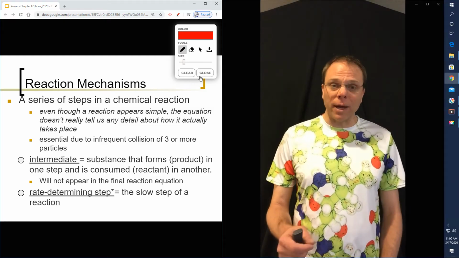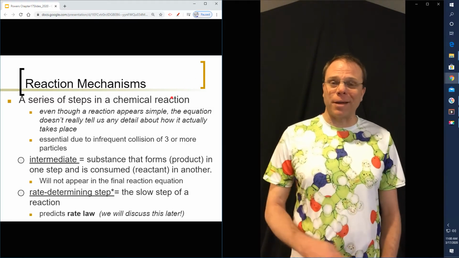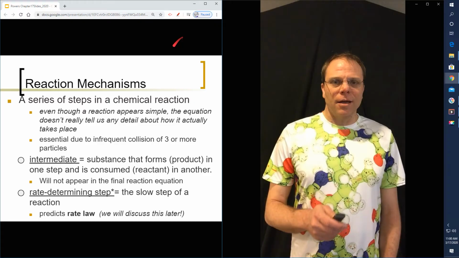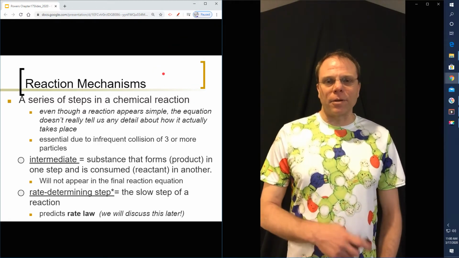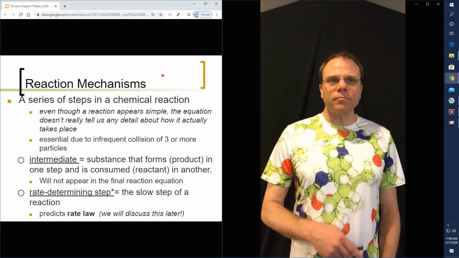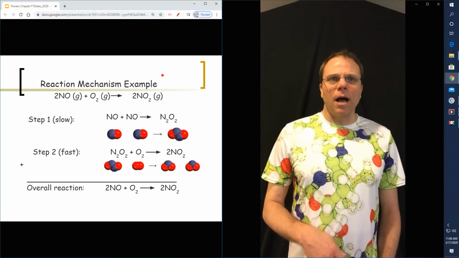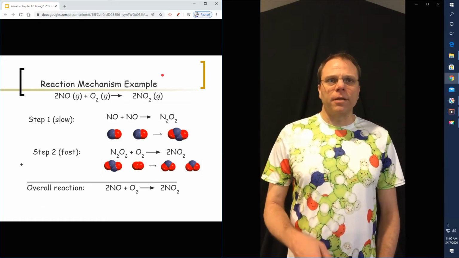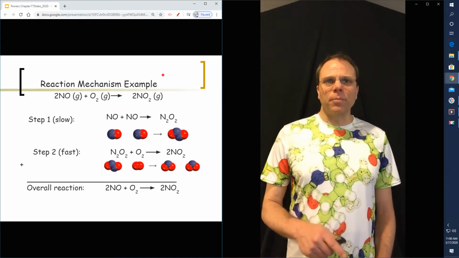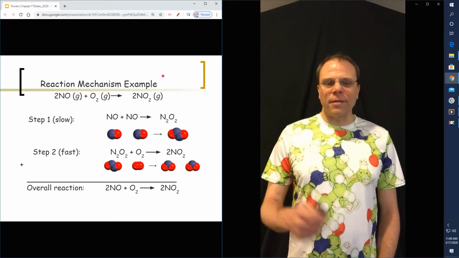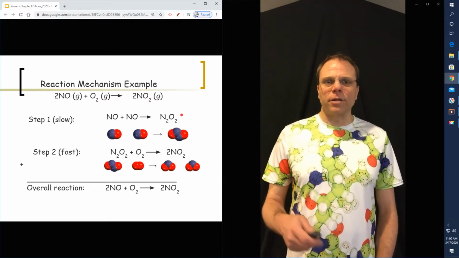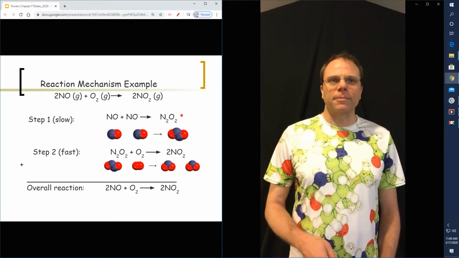This allows us to predict something called the rate law. Now, we haven't talked about rate law yet. We'll talk about that later. But that is what we will use, this rate determining step, to figure out what the rate law is. So in this example, once again, you can see up here on the screen that we've got 2NO plus O2, both gases, giving us 2NO2. And we find that this N2O2 is detected during the reaction, even though it's not one of our final products.